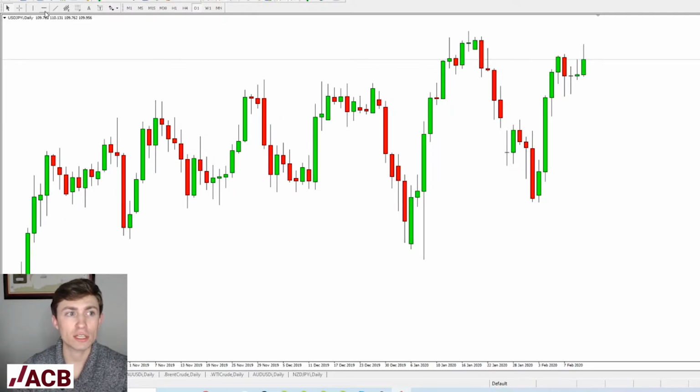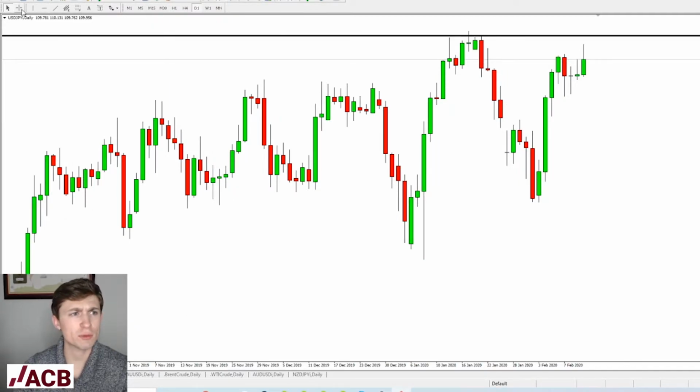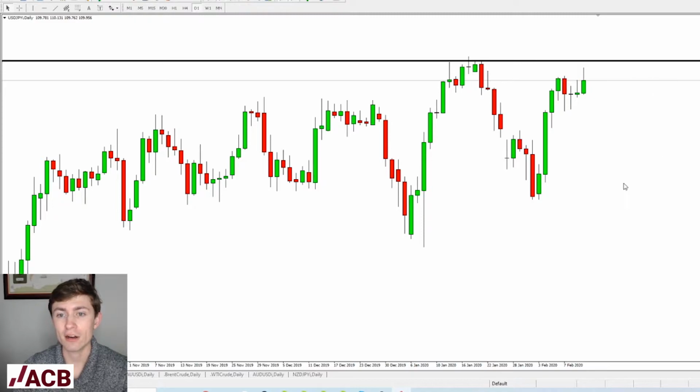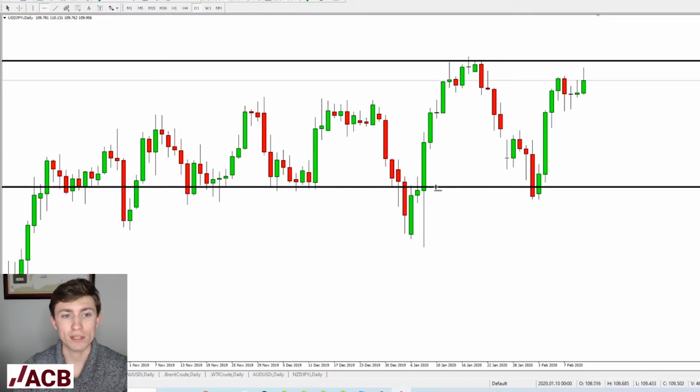USDJPY here, it looks like it wants to try and come up and retag that 110.22 level that we've marked right here in the black line. And we also have this level as well. So you can see down here we have the 108.47 as price goes back and forth here, right? Overall, the market is ranging here.